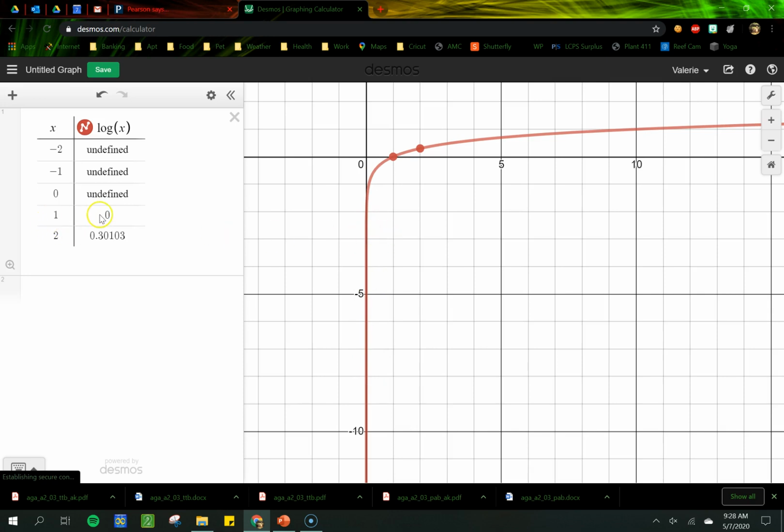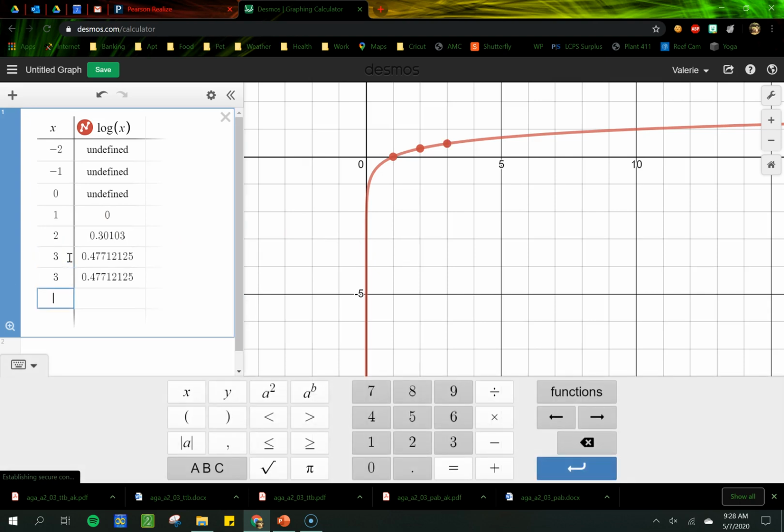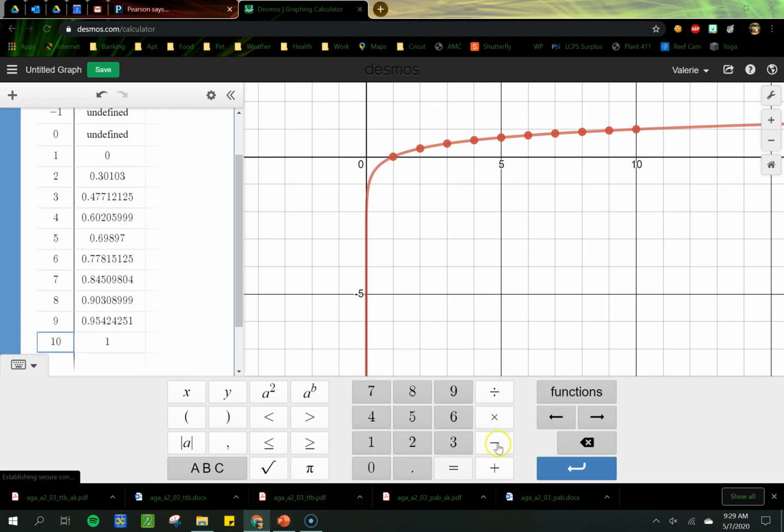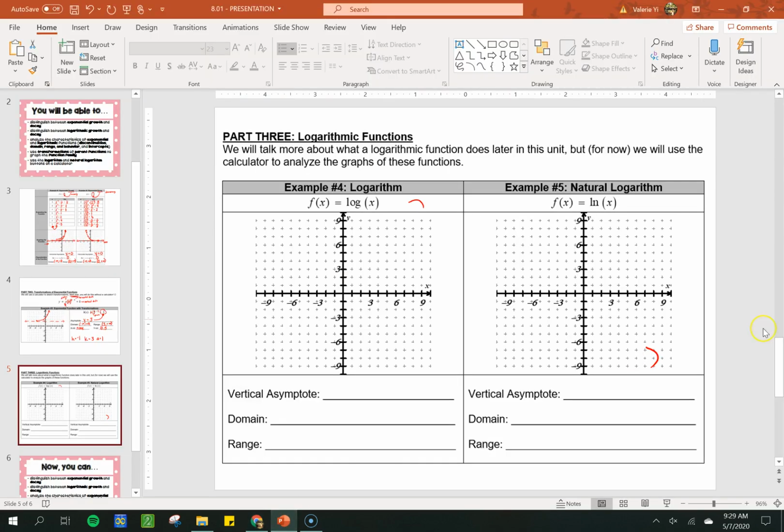And then we have (1, 0). If I go to 2, I could keep going down if I wanted to and get some more numbers, if I wanted to try to find a nice easy one. Eventually at 10 I would get there, (10, 1). So I'm going to graph (1, 0) and (10, 1), I think, on my picture. Maybe, there we go.